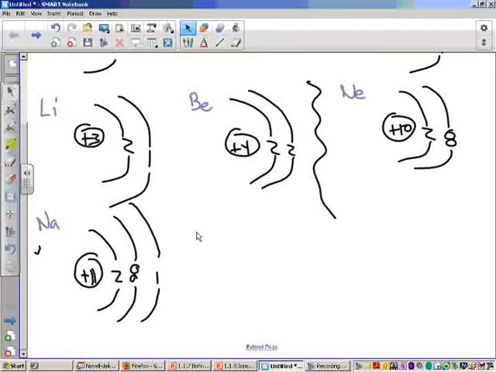What do you notice about the number of electrons in the outermost orbit for elements in the same group? So again, if I choose group 1 and I look at the outer electrons, what do you notice about them?